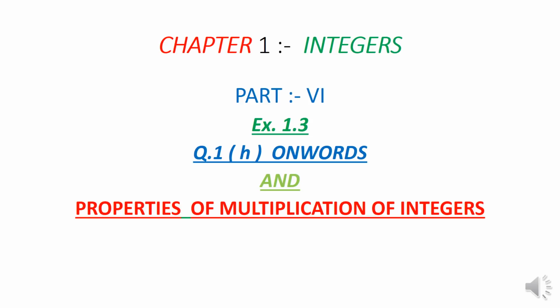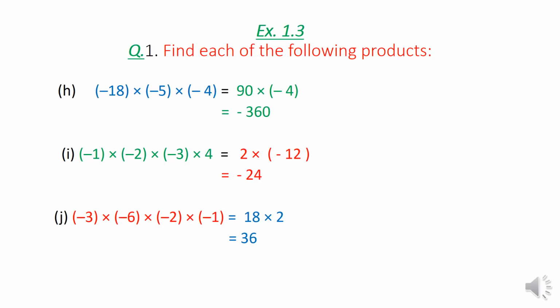Now let us start our today's topic, chapter 1, integers, part 6, exercise 1.3, question 1h onwards. Today also we will see properties of multiplication of integers. Now let us see exercise 1.3, question number 1, find each of the following products.